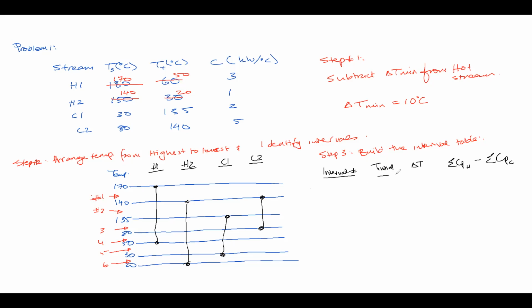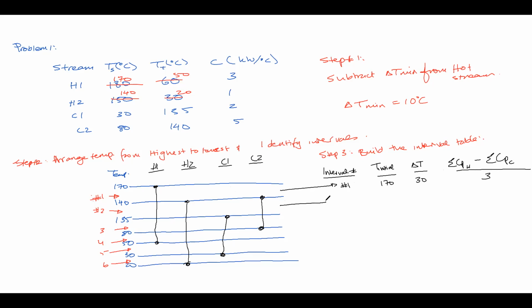So let's do it for this case. Let's have a look at what's going on here. This is interval number 1. The initial temperature is 170. The delta T, 170 to 140, is 30. Summation of Cp hot minus summation of Cp cold: I only have one hot stream, and Cp here is 3. So basically it is 3.